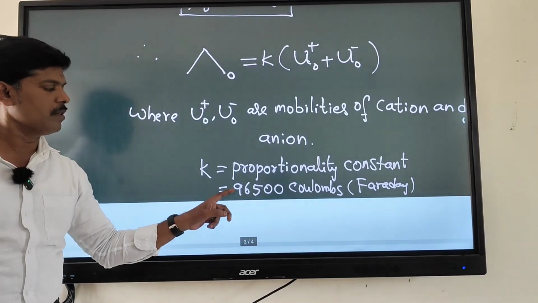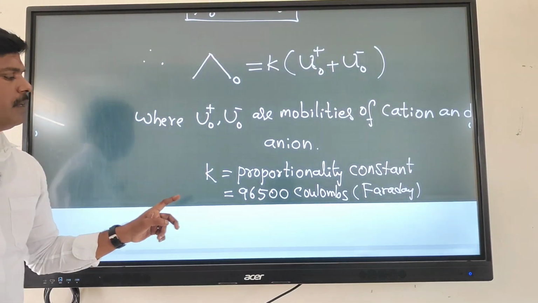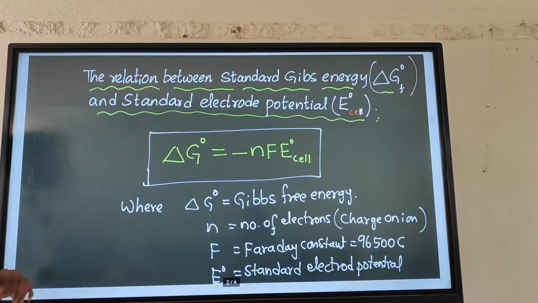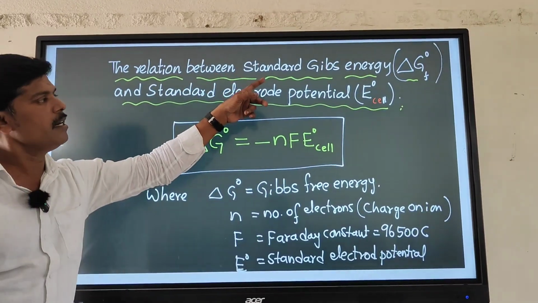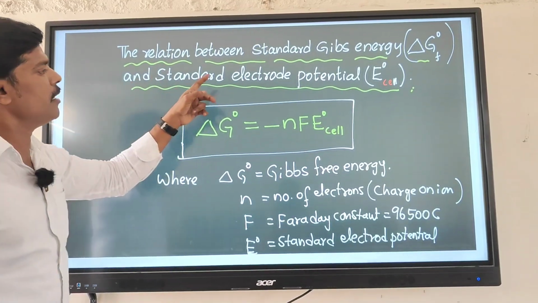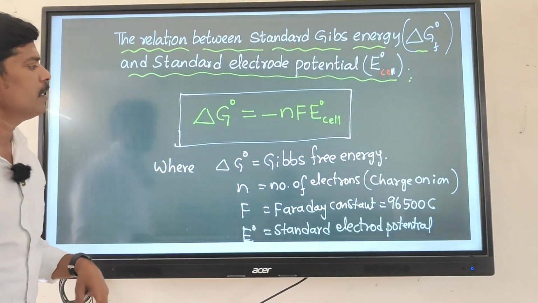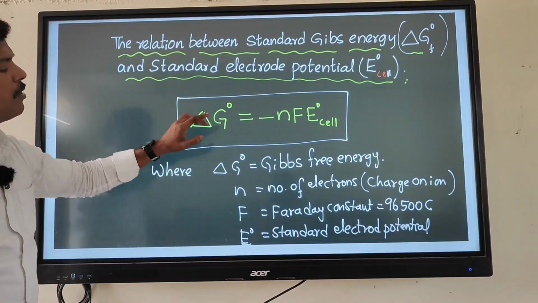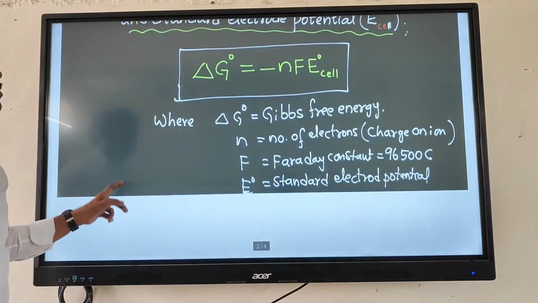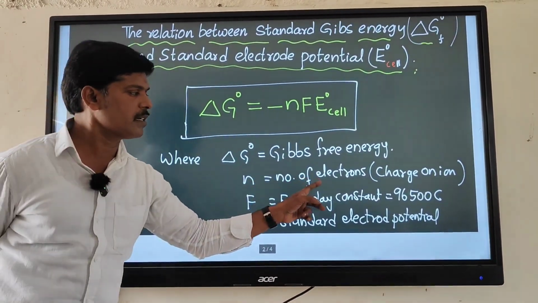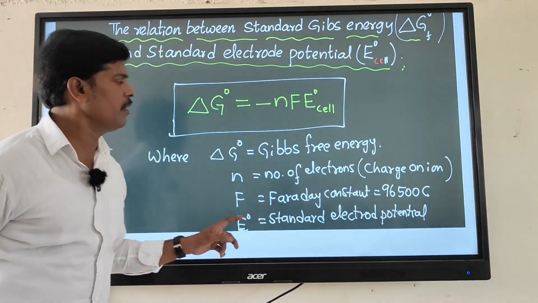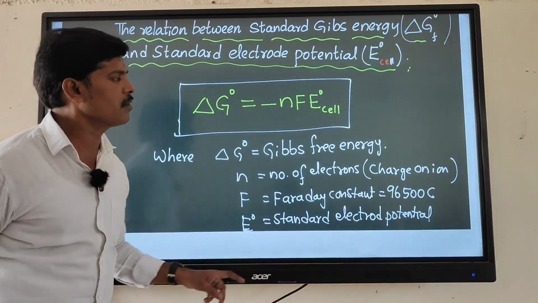K is the proportionality constant. That value is equal to 96,500 coulombs, so it is also called Faraday. 1 Faraday is equal to 96,500 coulombs. Now let me explain the relation between standard Gibbs energy, delta G naught, and standard electrode potential, E naught cell. The relation is delta G naught equals minus N F E naught cell, where delta G naught is Gibbs free energy, N is the number of electrons or charge on the ion, F is the Faraday constant, that is 96,500 coulombs, and E naught is the standard electrode potential.